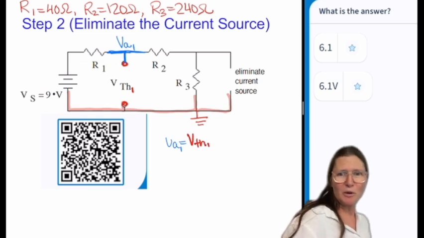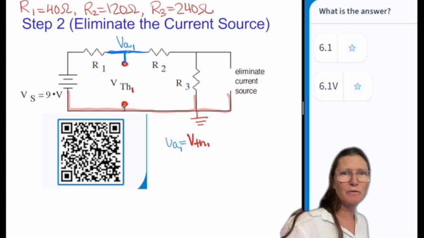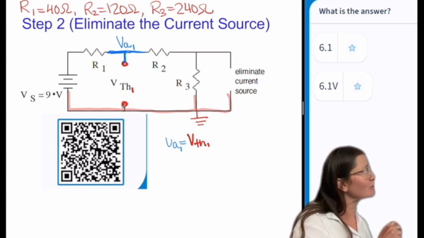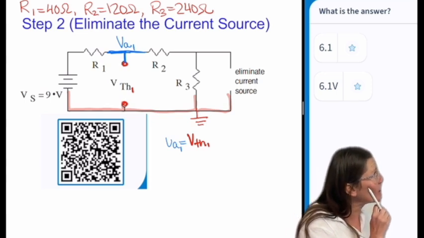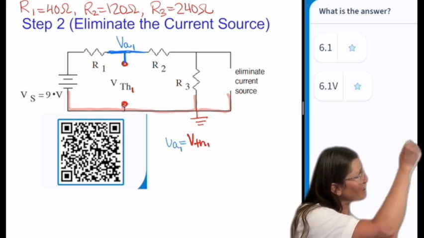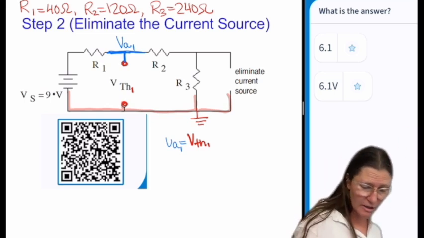I don't know if it helps to see this visually for the first one. If you're using superposition, eliminating the current source would give you this circuit here. And so VA for this one is going to be either the drop across the 9 volt and the VR1.